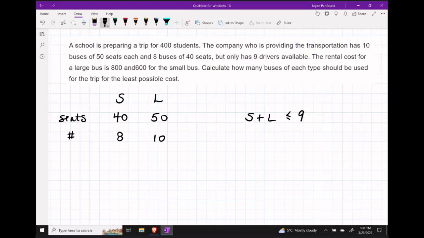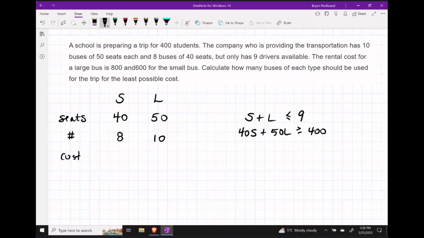Next up, let's try to develop a constraint over the number of seats that we need. So if there are 40 seats in a small bus and 50 seats in a large bus, we need to make sure that when we go to divvy up our students, we have enough seats for our 400 students. Now we can have more than 400 seats, but we need at least 400. So let's use a greater than or equal to inequality here.